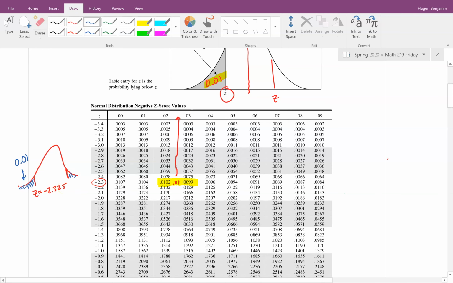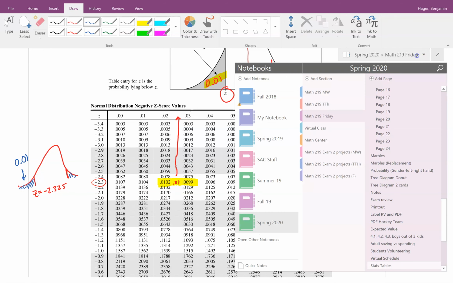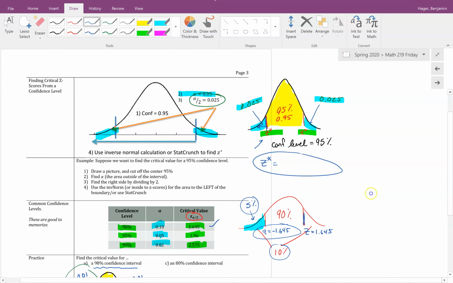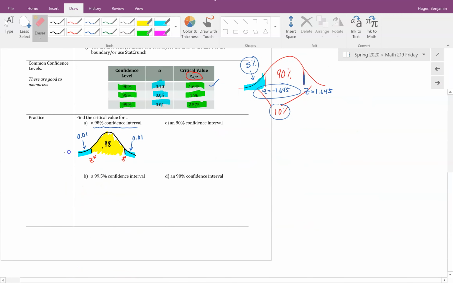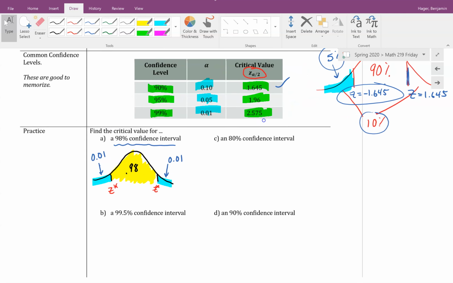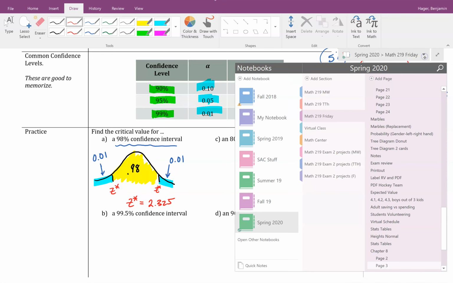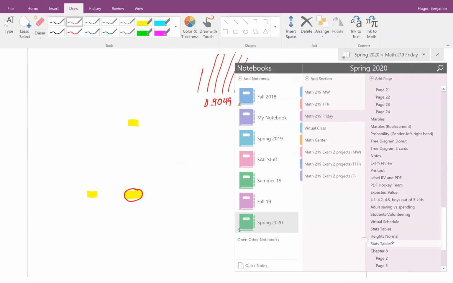Okay, now let me go back to my notes. Hold on a second here. Is this the page I'm on? Yeah. For my critical z value, again, I don't worry about a negative, so I'm just going to say the z value I would use would be 2.325. I think that was it. Let me just leave it at that. I better double check.